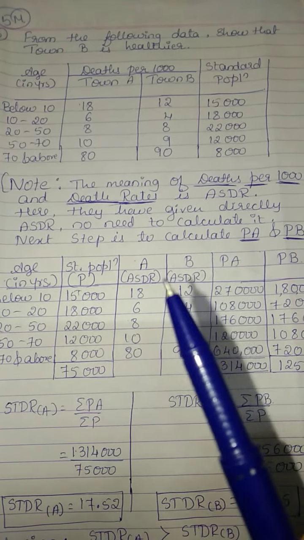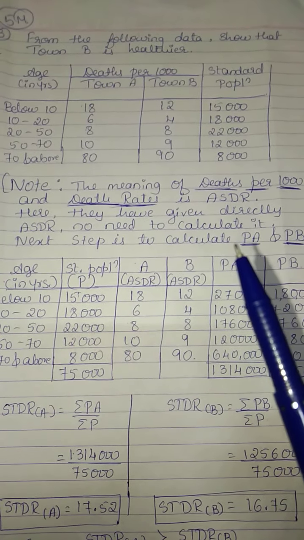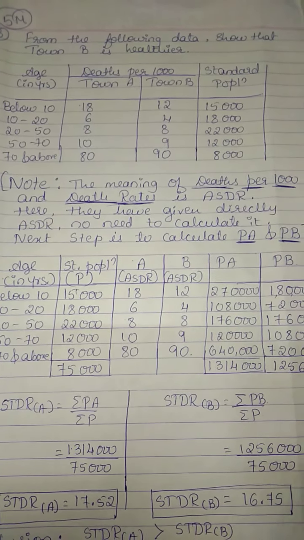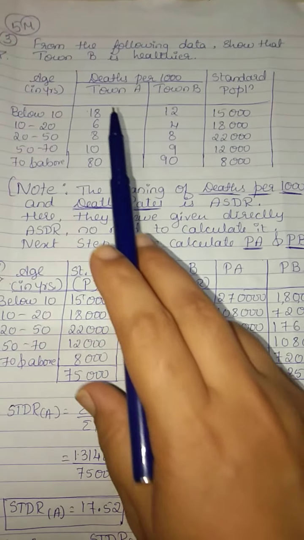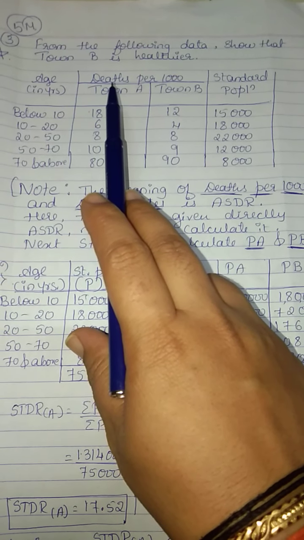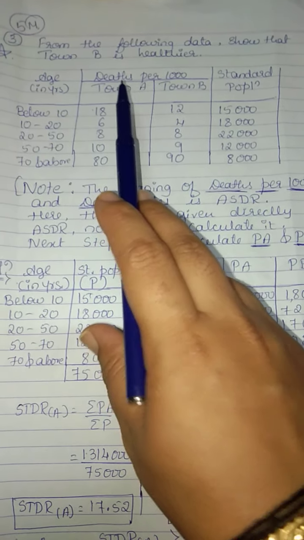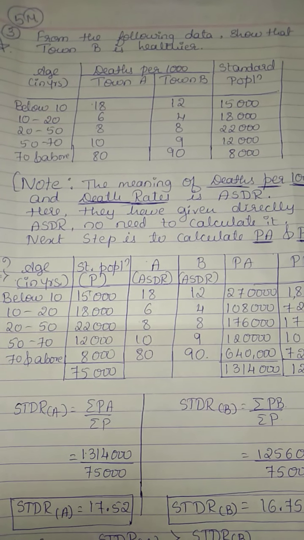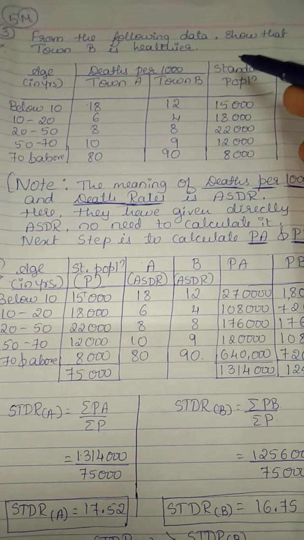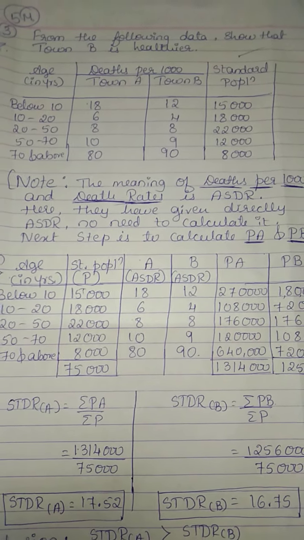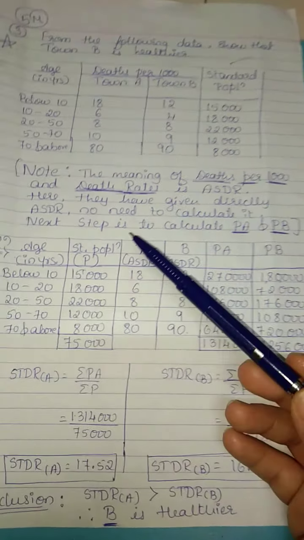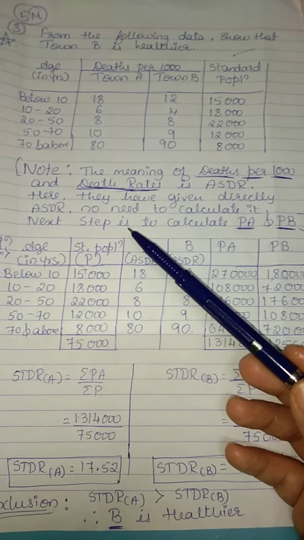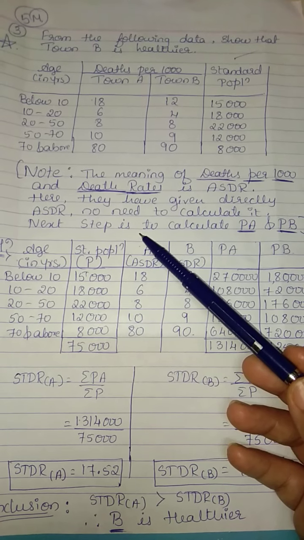To find which town is healthier, we have to find out STDR, because they have given death rates. Deaths are given, so we are supposed to find out the standardized death rate. They have not mentioned here what I am supposed to calculate, so I have written a note here. Please concentrate on this. This is very, very important.